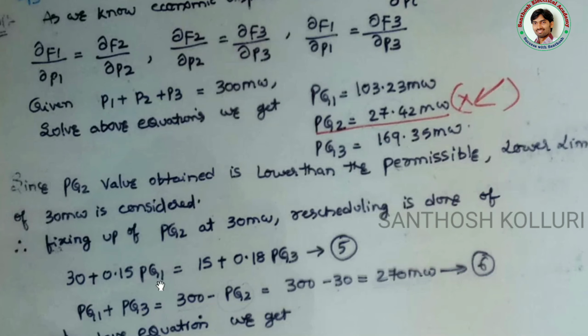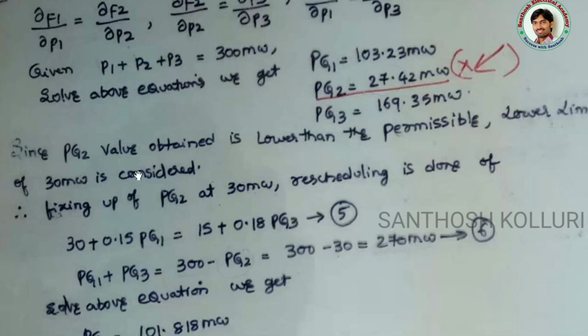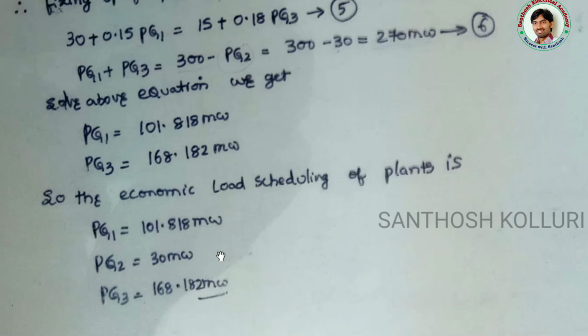30 plus 0.15 Pg1, df1 by dp1, for obtaining Pg1. Anyway, Pg2 is known, 30 megawatts, and we have to calculate Pg1 and Pg3. So equate these two equations, 30 plus 0.15 Pg1 is equal to 15 plus 0.18 Pg3. Then you'll get Pg1 and Pg3. The Pg1 value will be 101.1818 megawatts and Pg3 value will be 168.182 megawatts. Okay, so this is a way to calculate economic load scheduling for 3 plants, Pg1, Pg2 and Pg3.